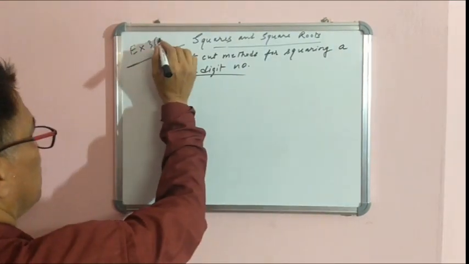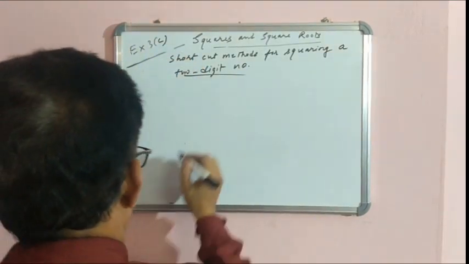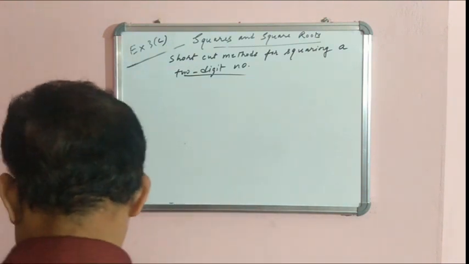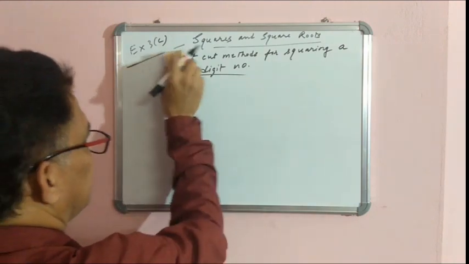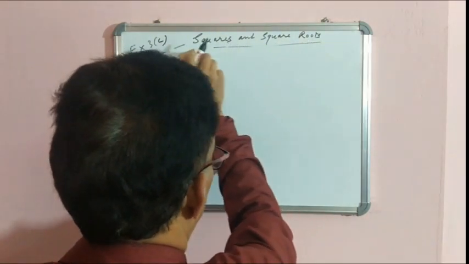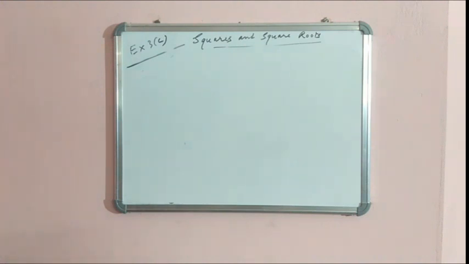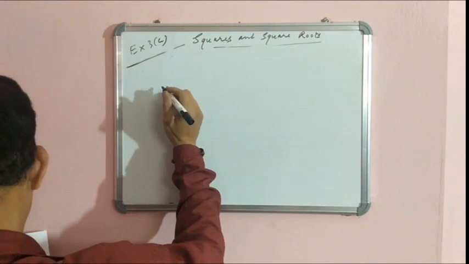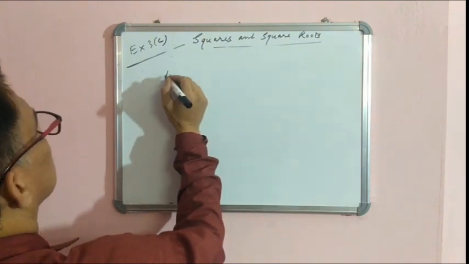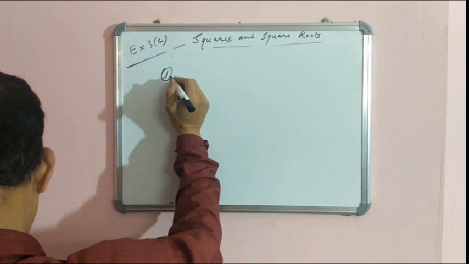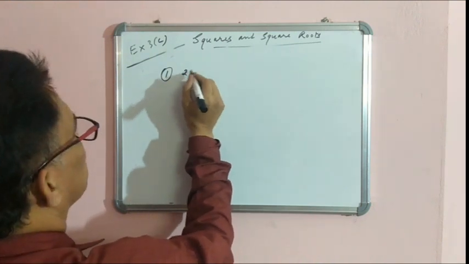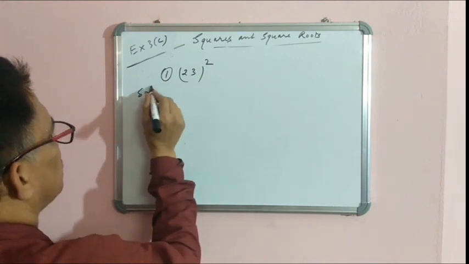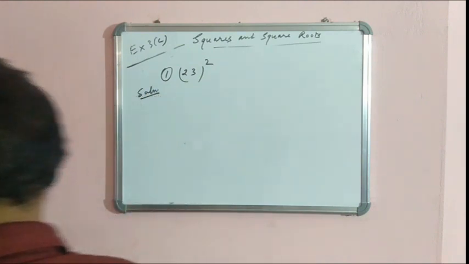Exercise 3C. Shortcut method we have to use here. Find the value of each of the following using the column method. This first method's name is the column method, so we are using this one. Exercise 3C, first question is 23 whole square. This is the question, so we are doing the solution here.